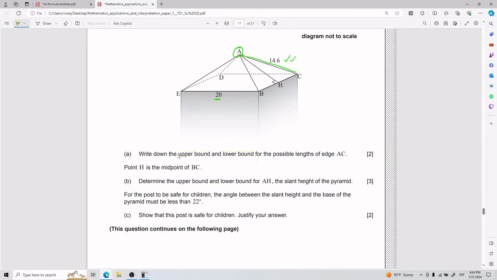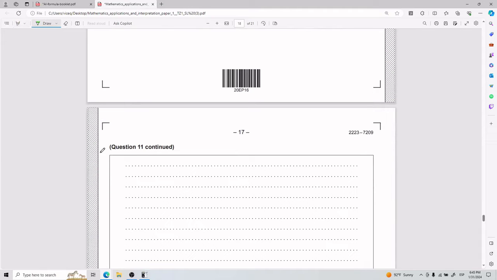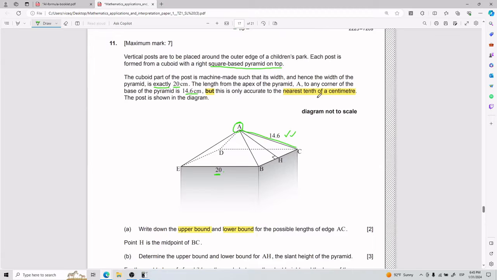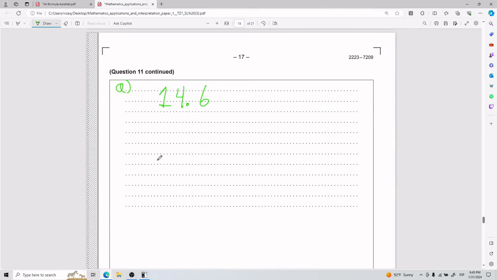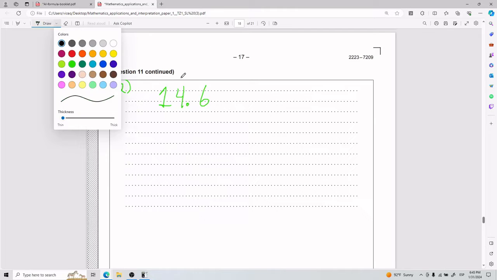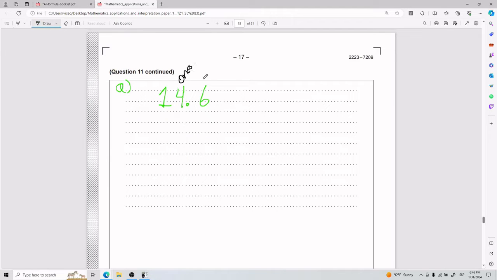For part A, we need to write down the upper bound and the lower bound for the possible lengths of the edge AC. So, for part A, we are talking about the number 14.6 to the nearest tenth of a centimeter. See? So we have this 14.6. First things first, what the heck is a tenth? This is the sort of thing you can Google and find right away, but here this 4 is going to be your ones, and this 6 is going to be your tenths.